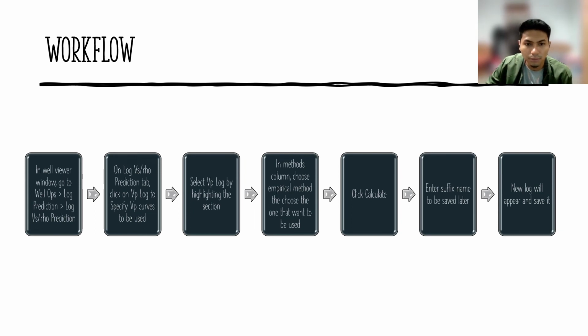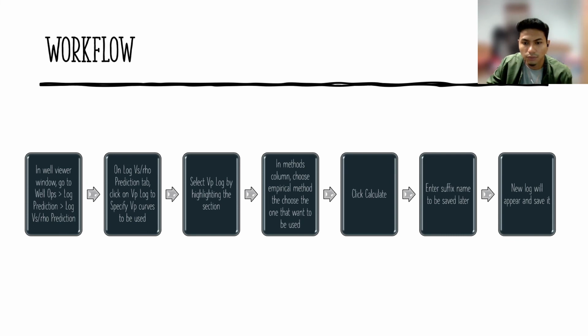So after that, we go to the prediction tab, and we need to choose the VP log that is already in our well, and it will be used for the prediction. So after that, we need to highlight and select the VP log that we have in our well, and then we also choose the empirical method that we want to use to calculate the VS.